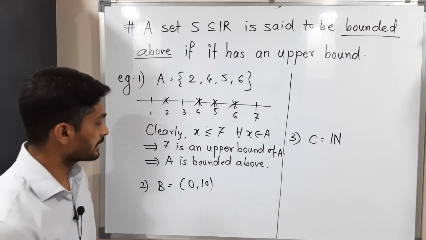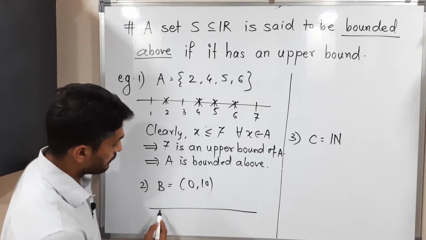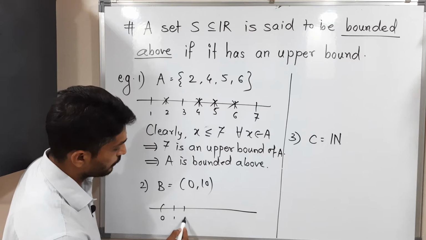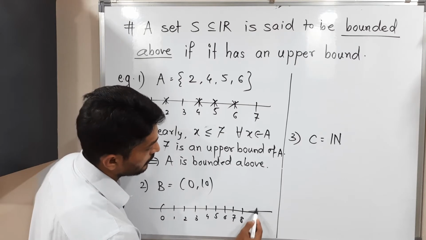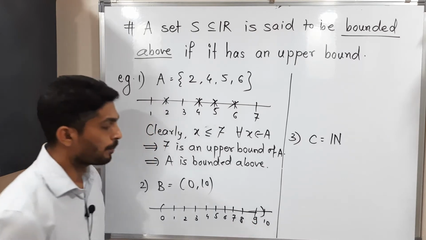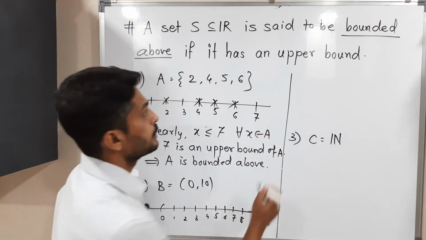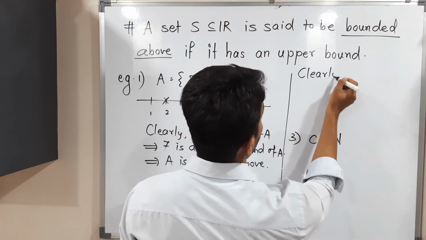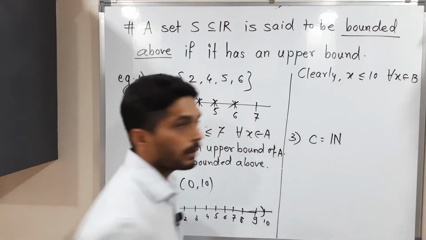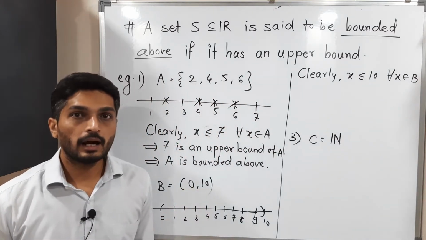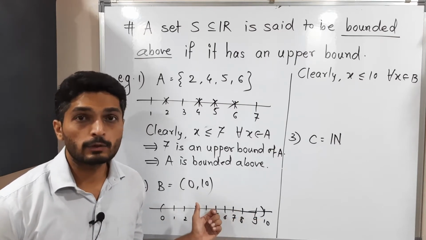So let us discuss the second example. In the second example, B is an interval given. So 0, 1, 2, up to 10. This is the open interval (0, 10). All elements they have given are between 0 and 10. So clearly x is less than or equal to 10 for all x belongs to B. All elements of set B are either equal to 10 or less than 10. Equality is not possible since this is an open interval.